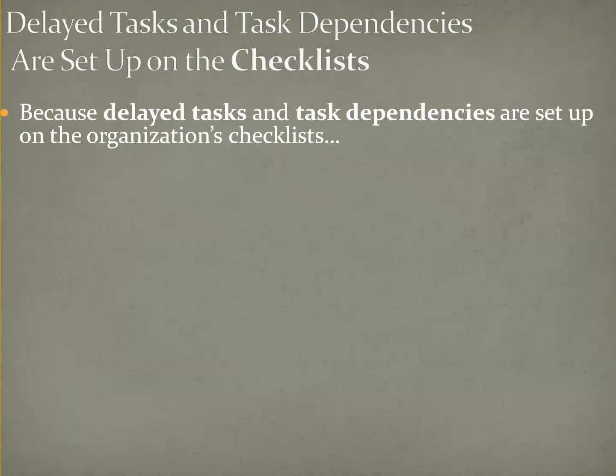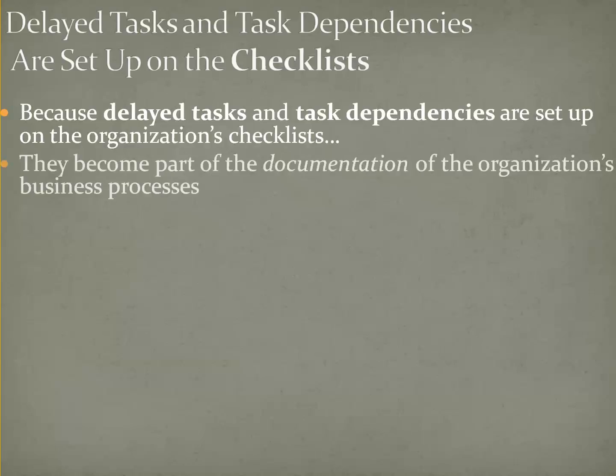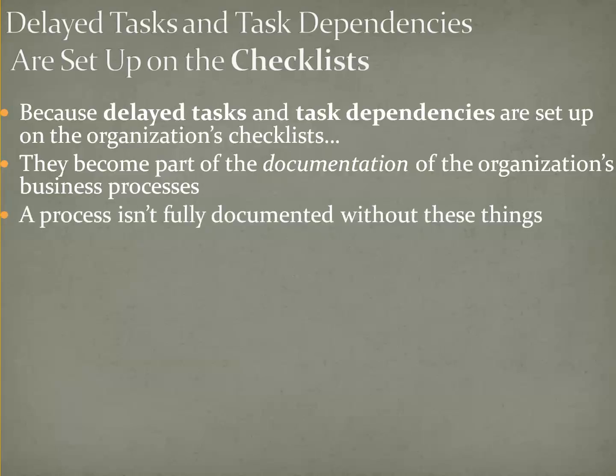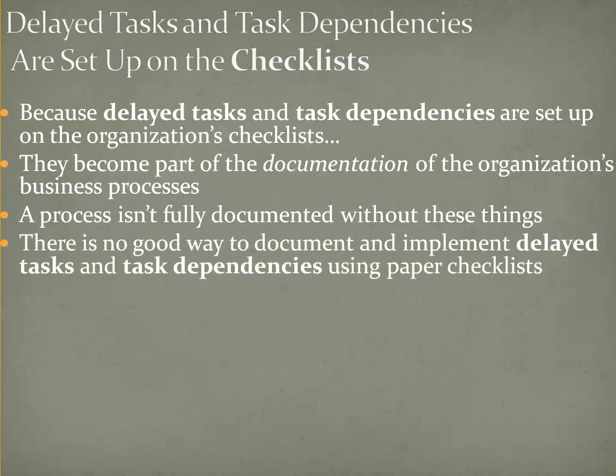So because these delayed tasks and task dependencies are set up on the organization's checklists, they actually become part of the documentation of the organization's business processes. And if you think about it, a process isn't really fully documented without these things. And there's just no good way to document or implement delayed tasks or task dependencies using paper checklists. Now, seriously, think about that.